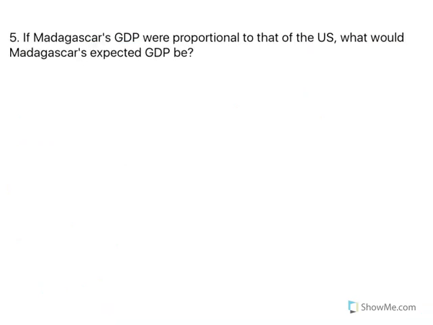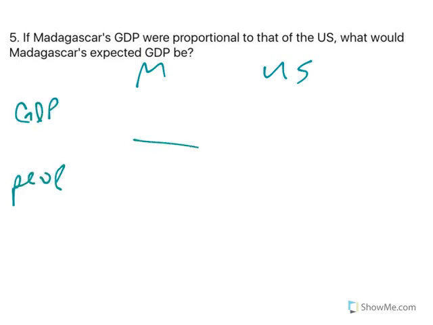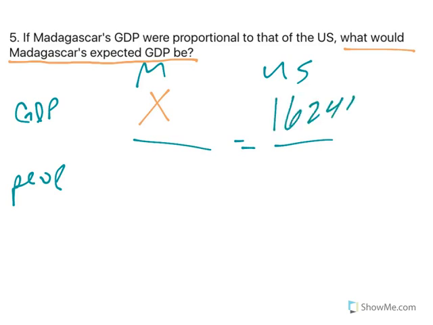All right, so let's play another what if. Let's compare Madagascar to the U.S. We're talking GDP compared to the people. The unknown is what Madagascar's expected GDP would be. We know that the U.S. GDP is 16,244. We know there are 314 million people in the U.S., and there are 21.9 million people in Madagascar. So we're trying to say if Madagascar wanted to produce like the U.S., what would their total GDP have to be?